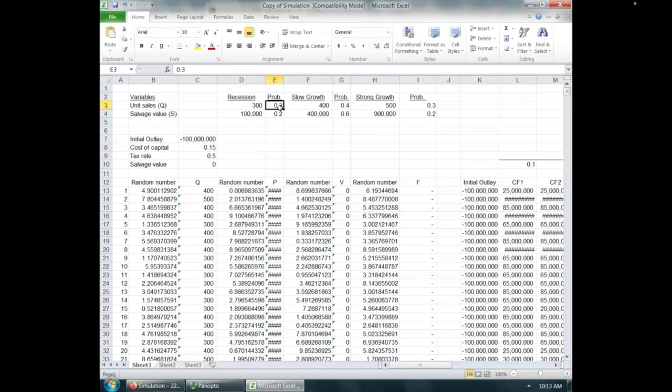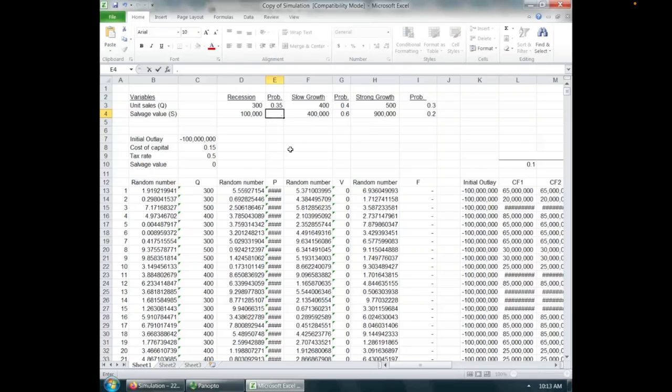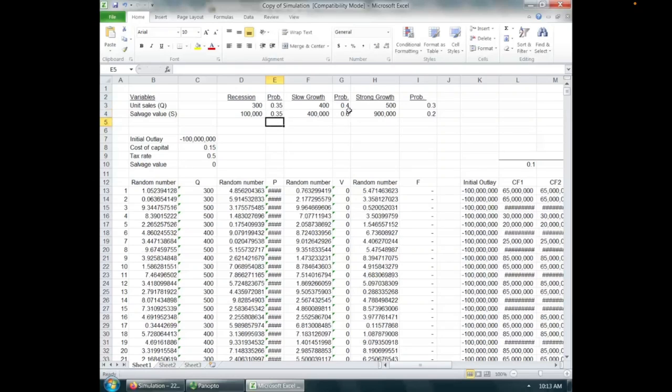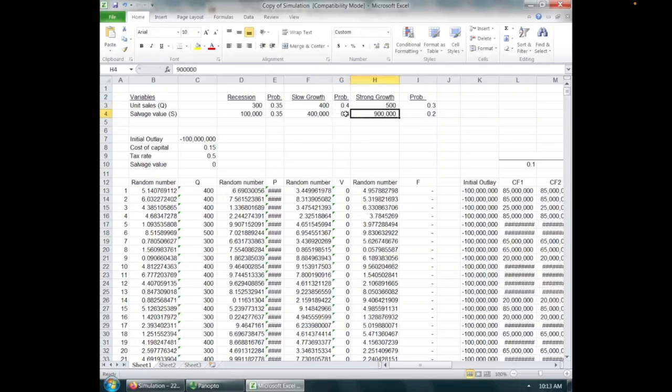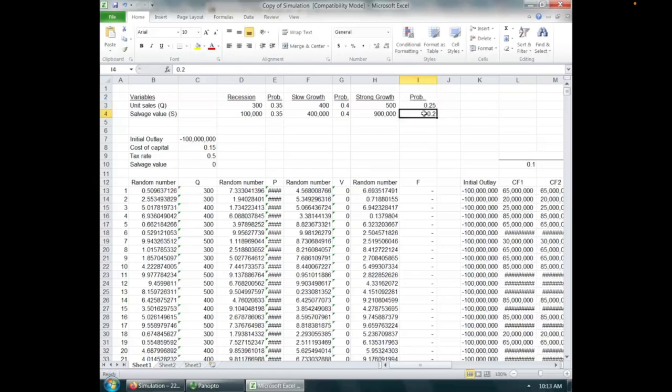Okay, and the probabilities are also provided. The state of recession happens with 35% probability in both cases. The state of slow growth happens with 40% probability, and the state of strong growth happens with 25% probability.